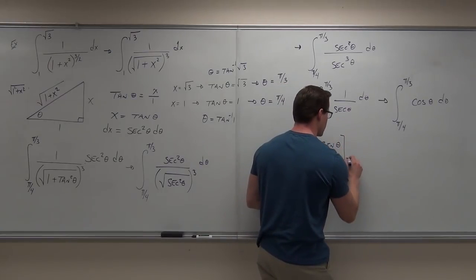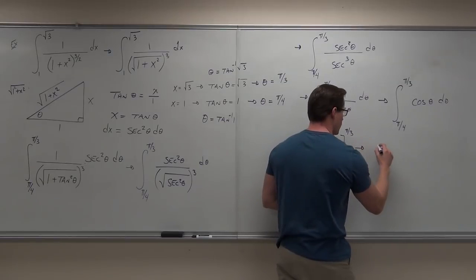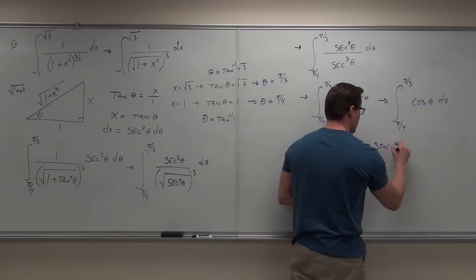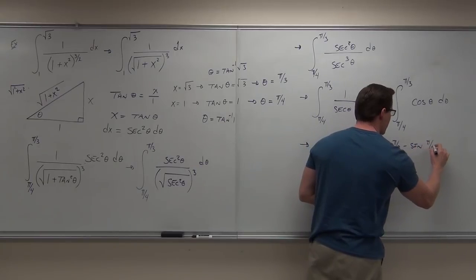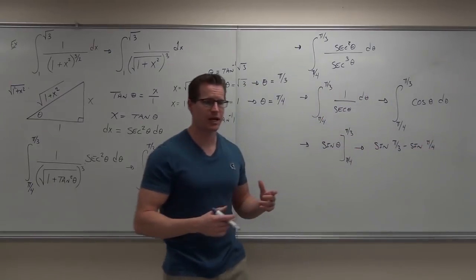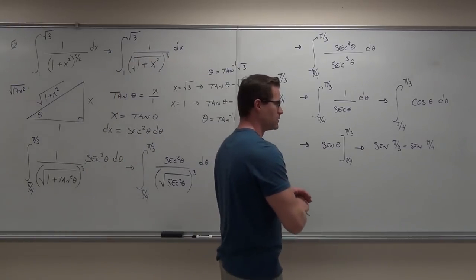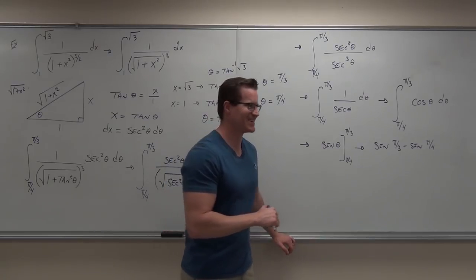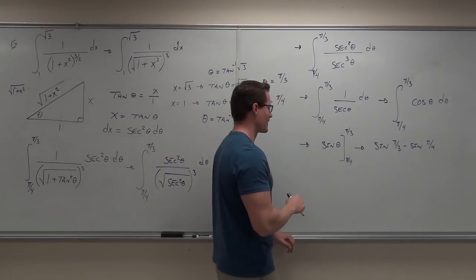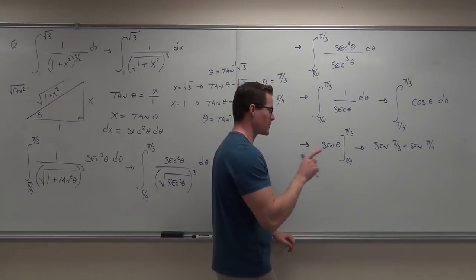We're just going to go pi over 4 to pi over 3. What that means is we'll have sine of pi over 3 minus sine of pi over 4. That should be pretty easy for us at this level. Sine of pi over 3 is what? Square root of 3 over 2. Isn't the integral of cosine negative sine? No, it's not. But think about what?